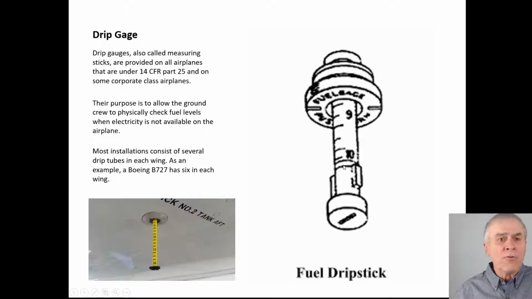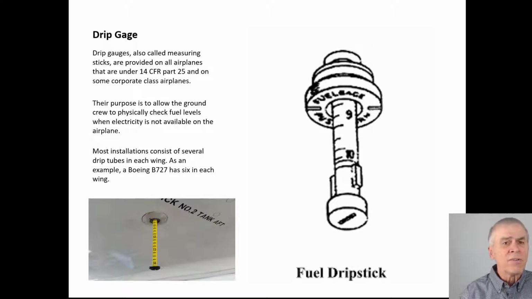The little fuel drip stick, we're kind of showing a couple. They're also called measuring sticks. Apparently they're on all airplanes under Part 25 and some corporate class airplanes. Their purpose is to allow the ground crew to physically check the fuel level, so they're actually required. And that's also when electricity is not available.